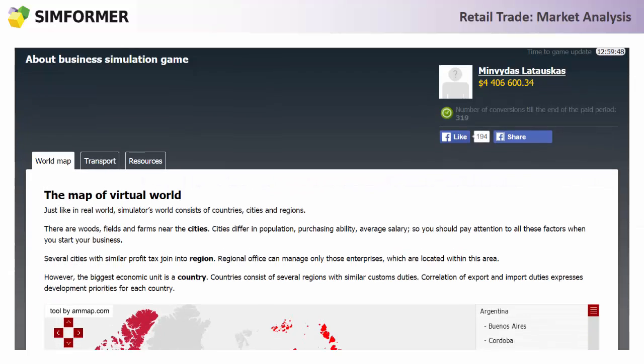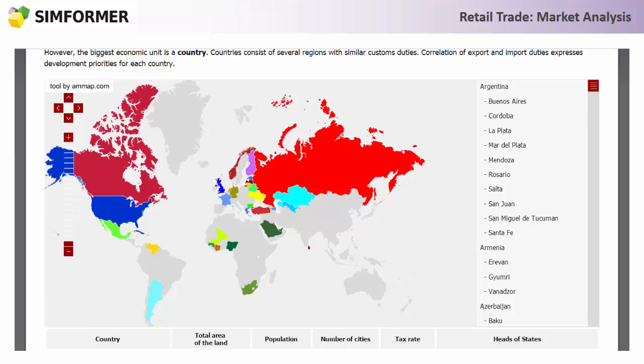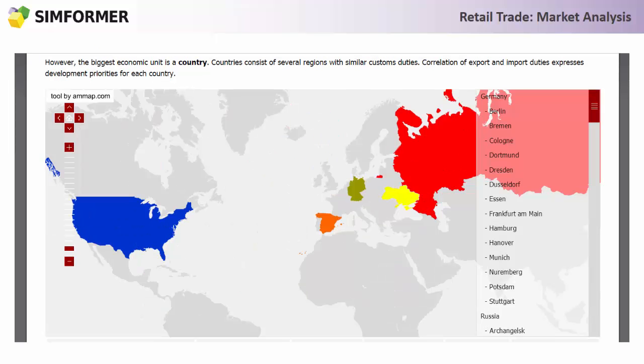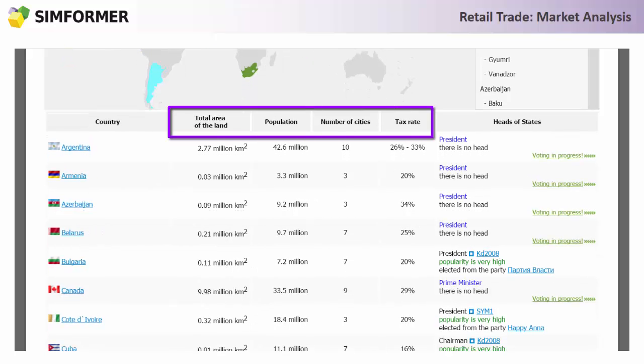In order to run a retail business, what you need is data about the specific market. Depending on the simulation you will be using, it will be either classic or intensive. In classic, we have over 33 countries and 300 different cities. And in intensive simulation, we have 5 countries and over 120 cities. You will be provided such data as the overall size of the country, the population size, number of cities, as well as profit tax rate.